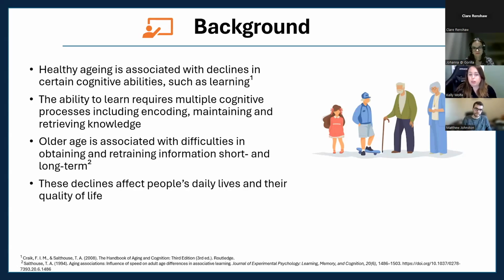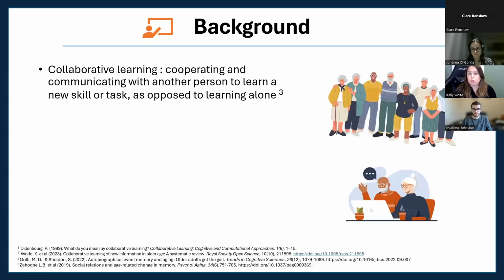So these kinds of declines affect people's lives day to day. For example, we still require learning even as we get older. There's always something new to learn, and there's lots of things that we need to remember. So older people struggling to remember things or to learn new things affects how much they can live their lives independently. And that's actually one of the things we're trying to look at.